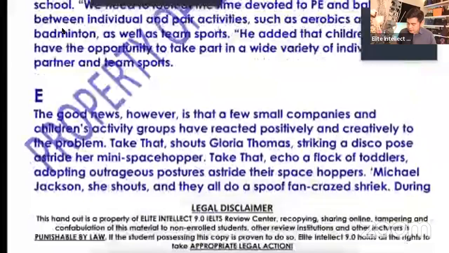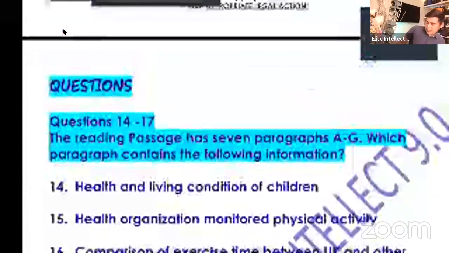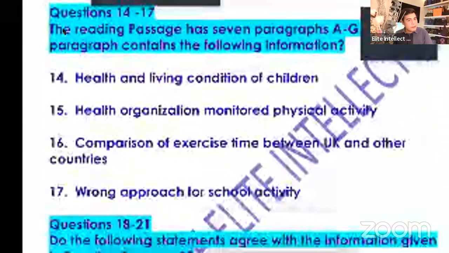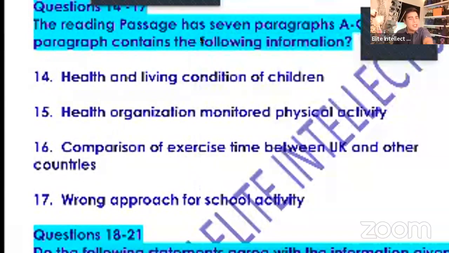Okay, if you're going to be matching this with the things that we have looked at so far, do you think one matches? Health organizations monitored physical activity, health and living condition of children. Okay, comparison of exercise time between UK and other countries.